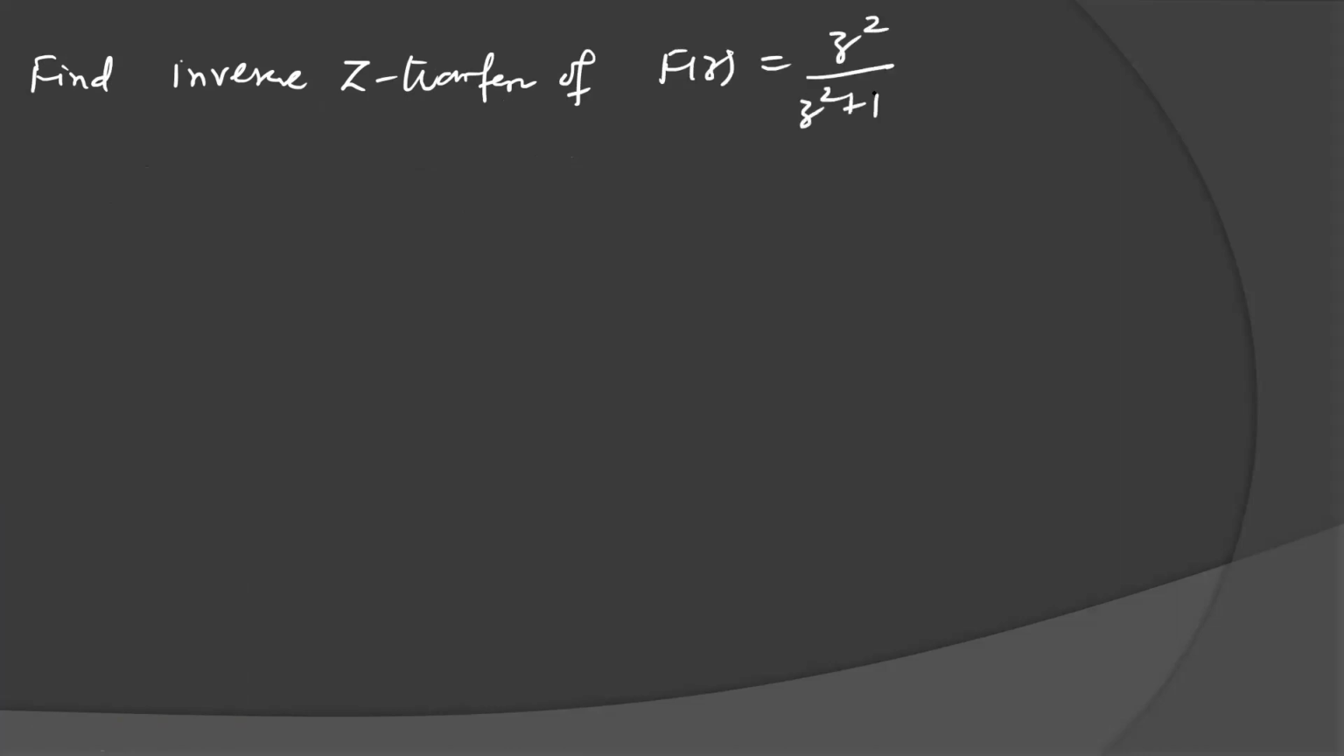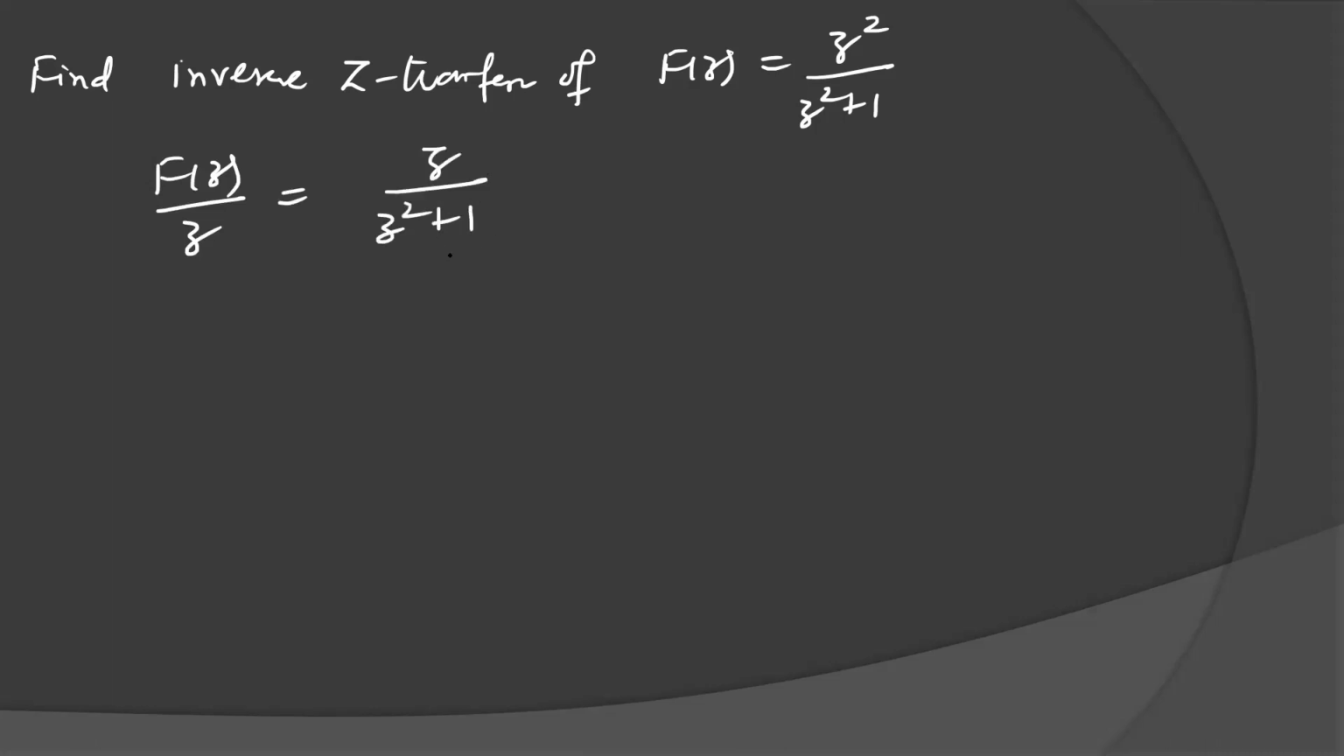Find the inverse Z transform of F(z) equal to z² over z² plus 1. This is a very good problem and a little bit difficult. So what is the trick? You have to divide by z both the sides. It will be z over z² plus 1.